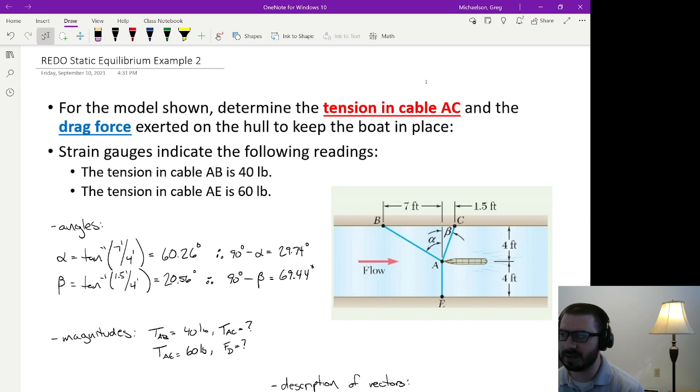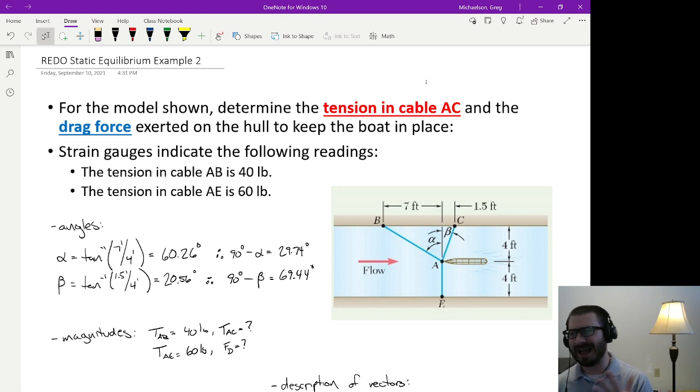So we have a boat that is tethered in a river connected by three cables. We know the tension force in two of the cables, and what we want to determine is the tensile force in the remaining cable, as well as the drag force exerted on the hull. And the idea is, again, that the boat is in static equilibrium. It would be in place.